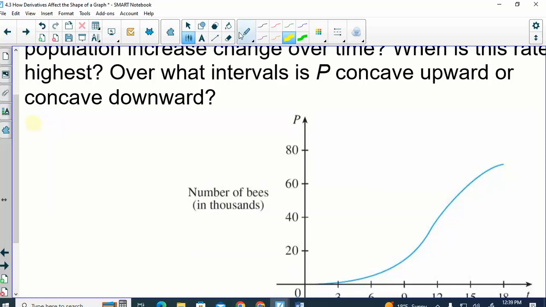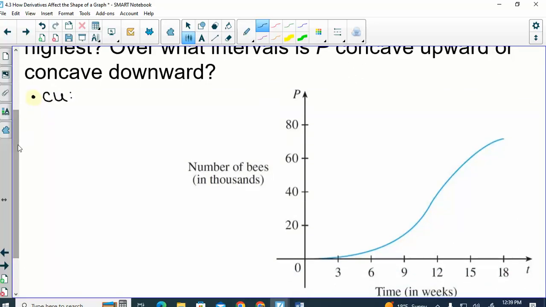We got some concave up and then we got some concave down. All right, where is it concave up? From 0 to about 12-ish. 10 maybe. Looks like, yeah, 12-ish. We'll say 12 because it's easy. Okay, and then after 12 it is concave down, and it keeps going. We don't have a stopping point.